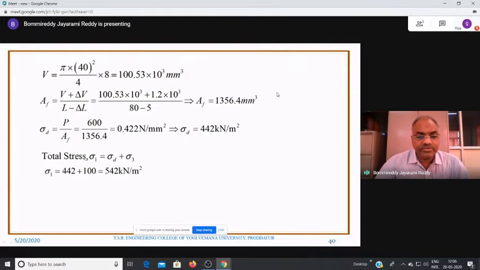And what is the total stress? Sigma 1 is nothing but sigma d plus sigma 3, so you will get 542. So what you are doing here is first finding the area of the sample at the time of failure, and deviator stress will be equal to load applied divided by area of the sample at failure, and accordingly you can find the deviator stress and also the total stress.